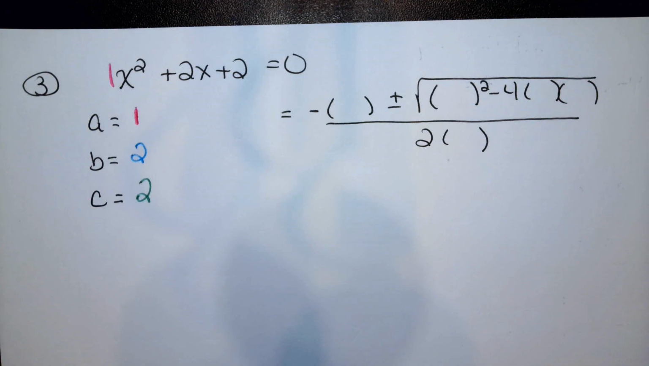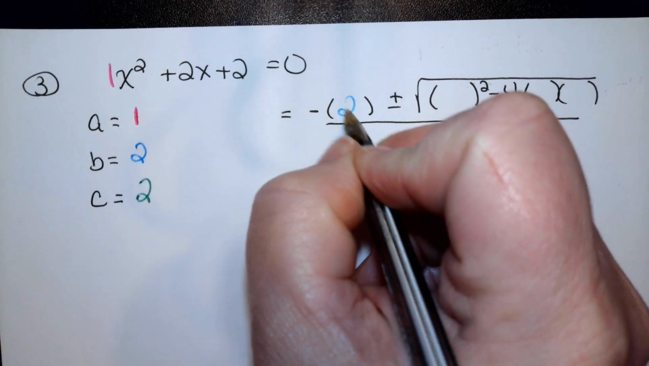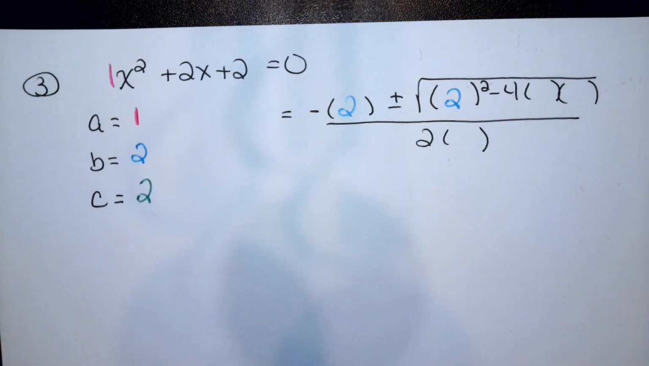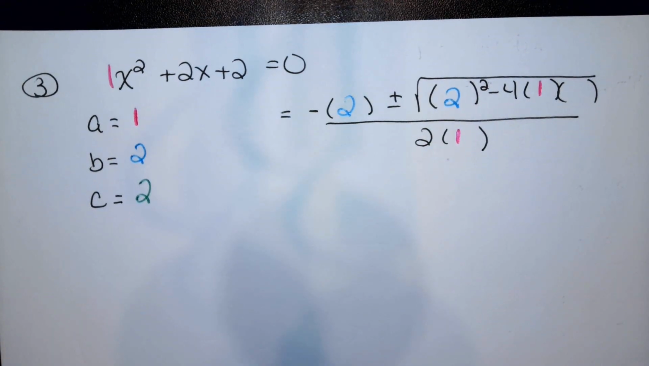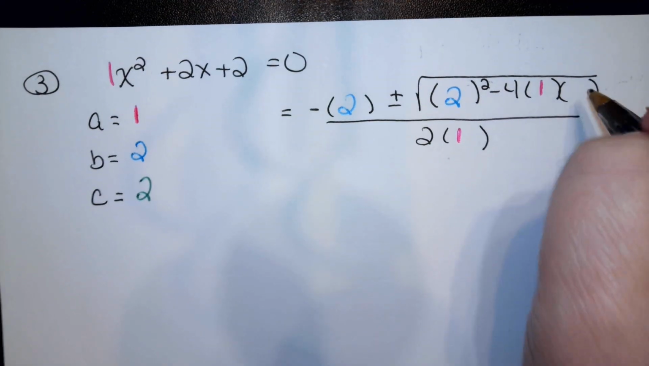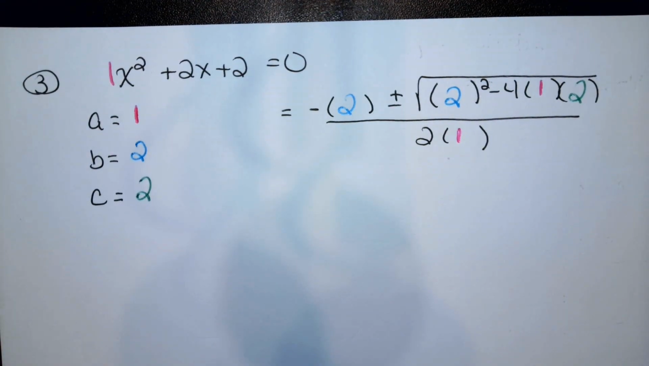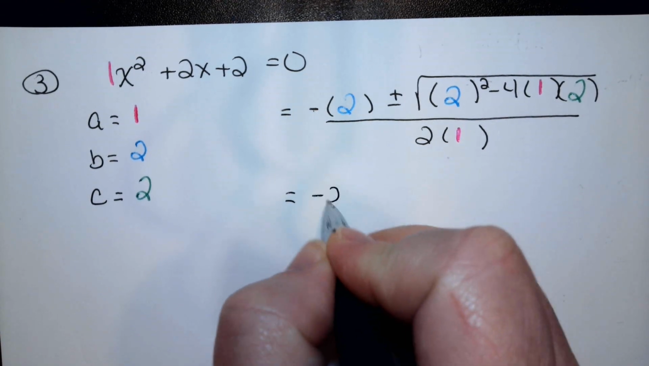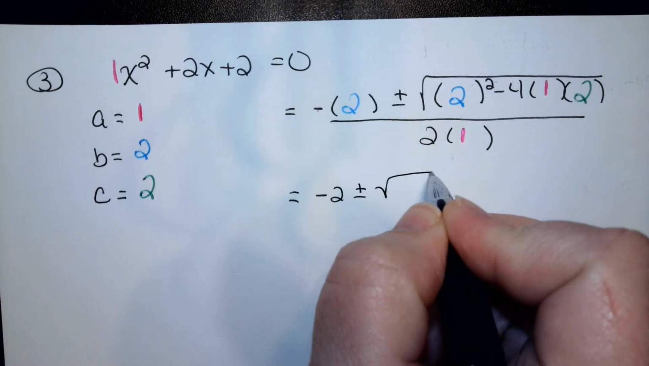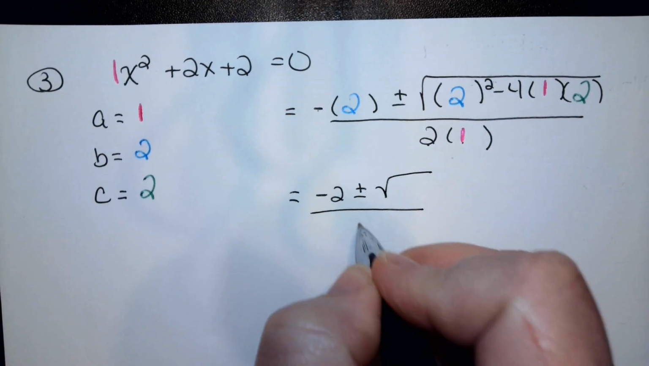Alright, so let's start substituting in. Our b, we've got a b value here and a b value here. For our a, we've got a 1 right here and a 1 right here. And then our c is 2. So the opposite of 2 is negative 2. 2 times 1 is 2.